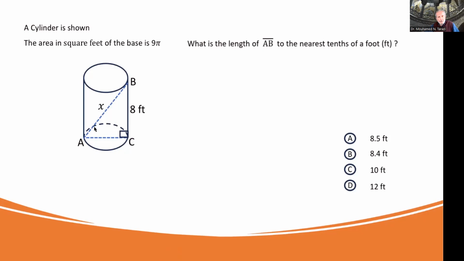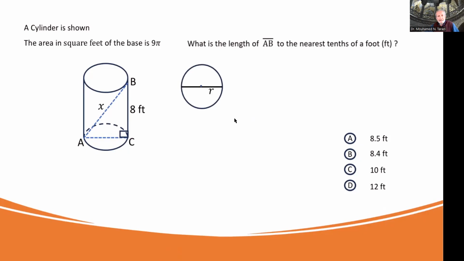Now from the area, I should be able to find the diameter. Once I find this edge here, this side, I apply the Pythagorean theorem again and find X, the unknown. These are the options given to me. In questions like that, don't look at the options. Solve it and then see if you found one of these.